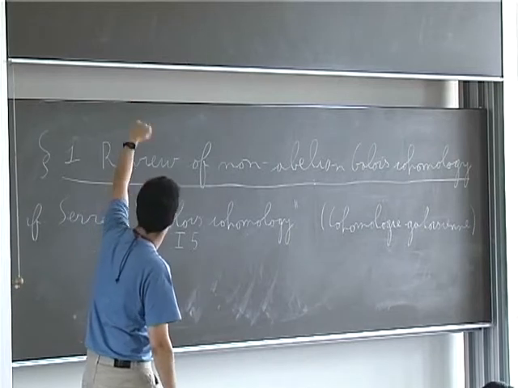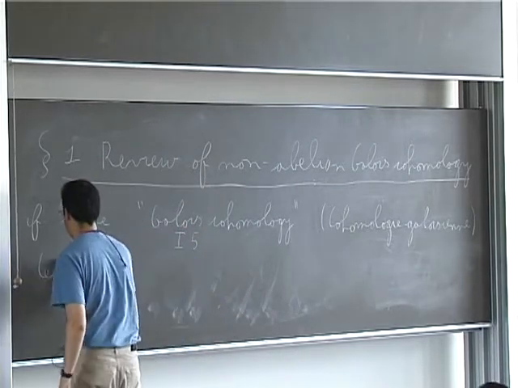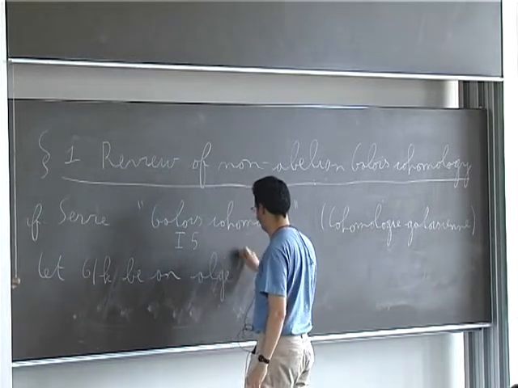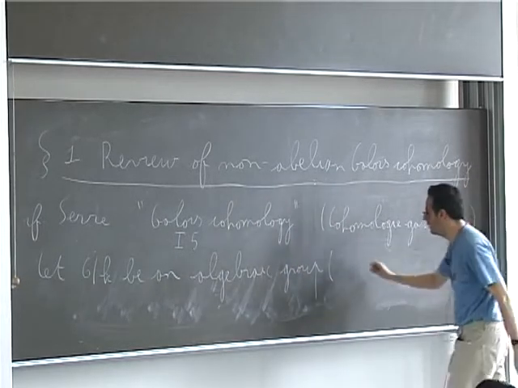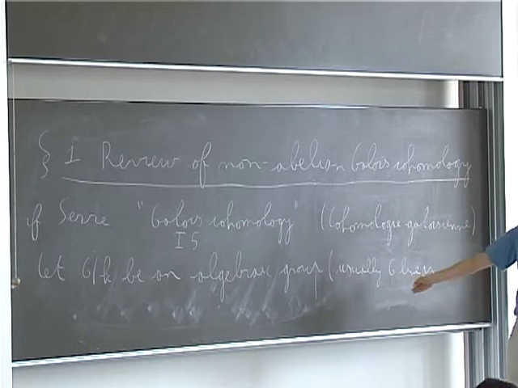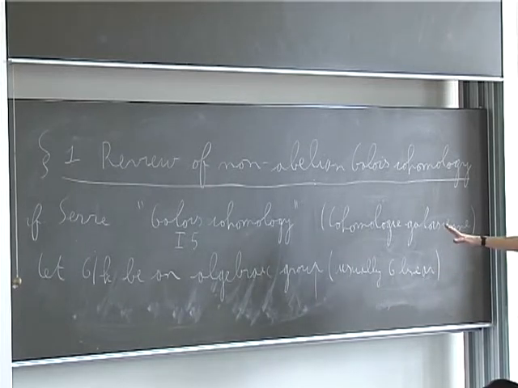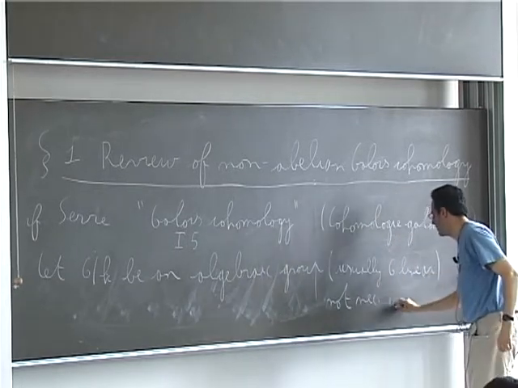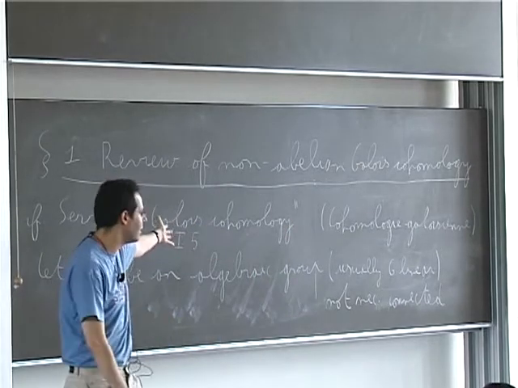So I fix the field K, and I'm going to consider algebraic groups over K. So let G over K be an algebraic group. Usually I'm going to assume that G is linear, that is, a closed subgroup for Zariski topology of some GL_N. But I'm not going to assume that G is connected. And we will see that, for example, the case when G is finite is going to be very interesting.